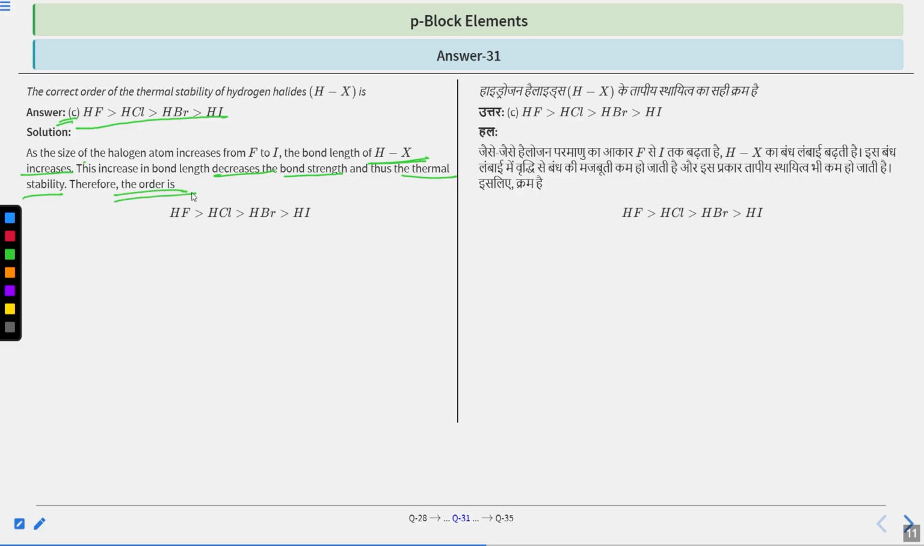Therefore, the correct order for the thermal stability of hydrogen halides is: the most stable is hydrogen fluoride, then HCl, then HBr, then HI. Hydrogen iodide is the least stable because iodine is the largest in size compared to fluorine and bromine. That's why the bond length between hydrogen and iodine is the largest, which decreases the bond strength between hydrogen and iodine, and thus the thermal stability decreases. And this is the correct order of thermal stability of hydrogen halides. Thus, option C is the correct answer. Okay, let's move to the next question.